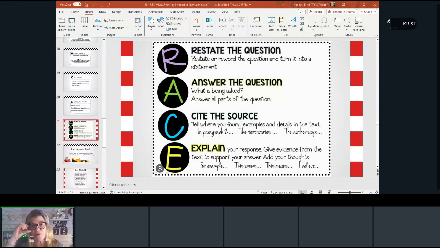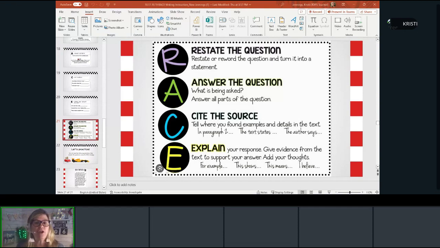So you're going to start off with one of those three. Okay, that's the first sentence. Then when you're restating the actual question, you're going to give evidence. All right, so you're going to use either, for example, this shows, this means, or I believe. You're going to give evidence from the text to support your answer. So in that case of the word portable, you're going to answer with the text states that the sentence in that paragraph states that portable means this.